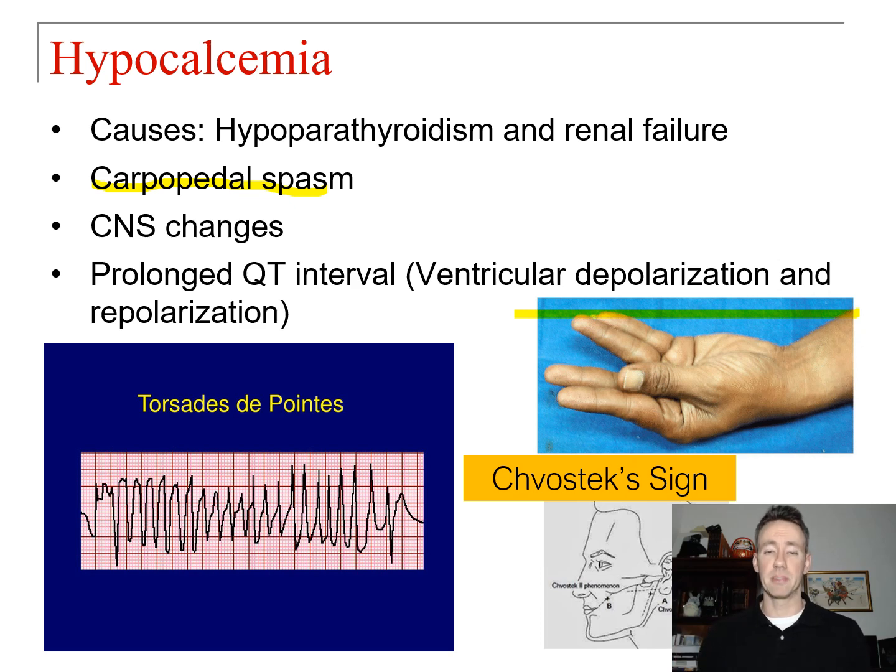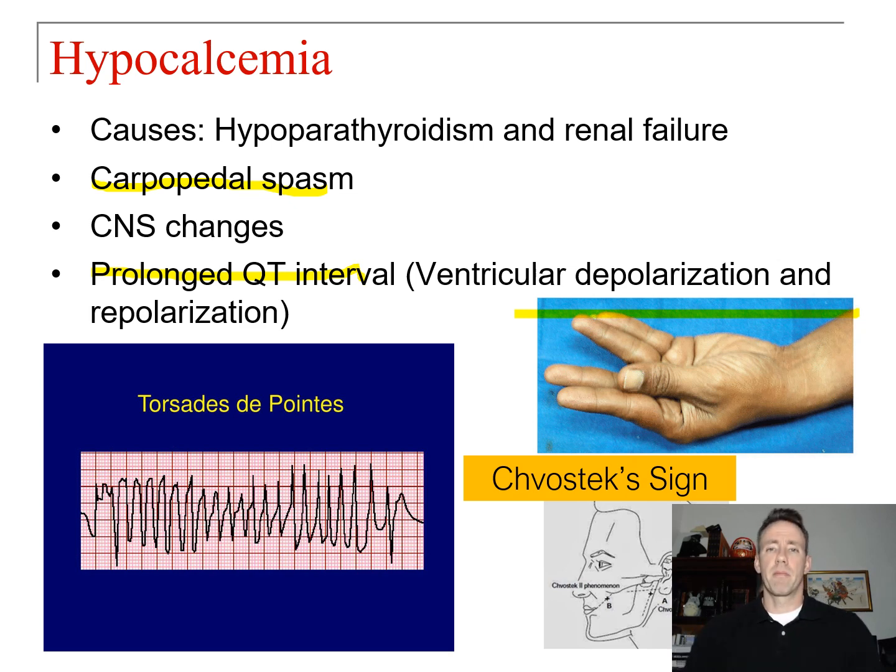You would also see maybe CNS changes. And in terms of excitability, if it was very severe, you might even see seizures. You could also see what they call a prolonged QT interval, which we'll be discussing more in the EKG lecture. But just to remind you guys, the QT interval is on an EKG.